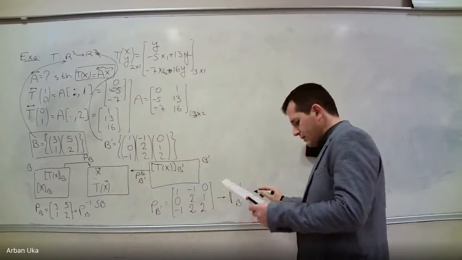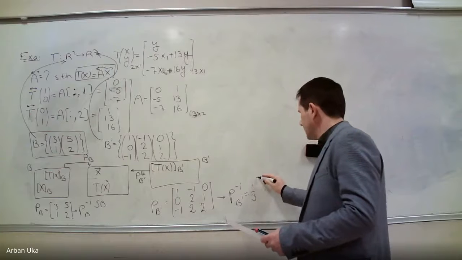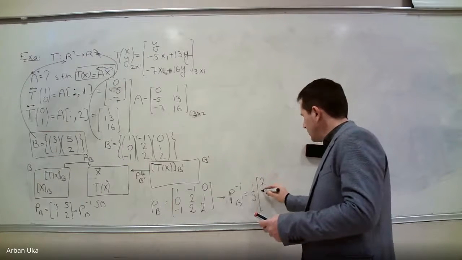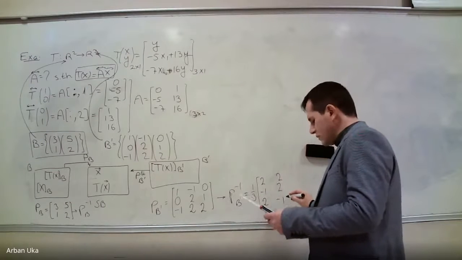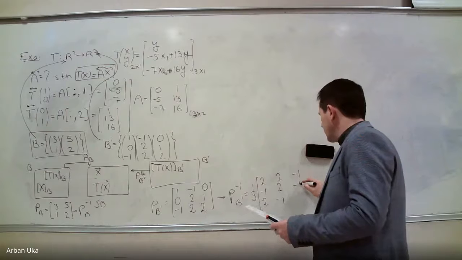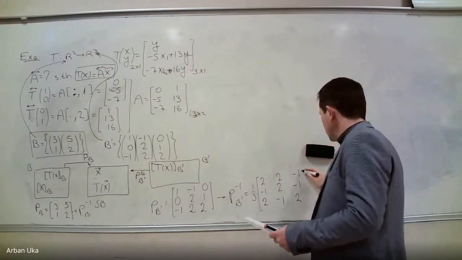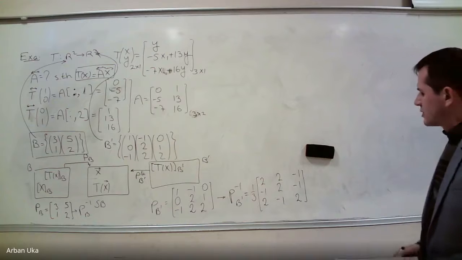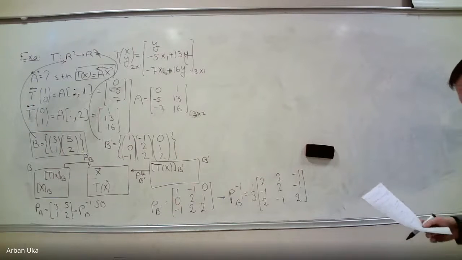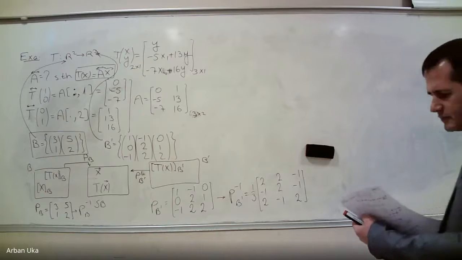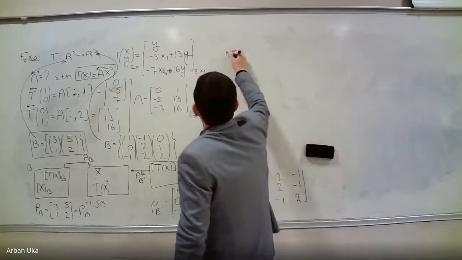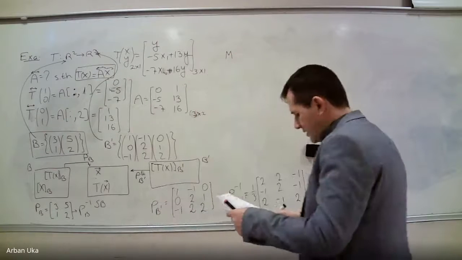This is equal to 1 over 3 times the matrix with rows 2, minus 1, 2; 2, 2, minus 1; minus 1, minus 1, 2. So this would be the P inverse of the B prime, and then the question is, we need to find the matrix M. So let's write. Wait a second.